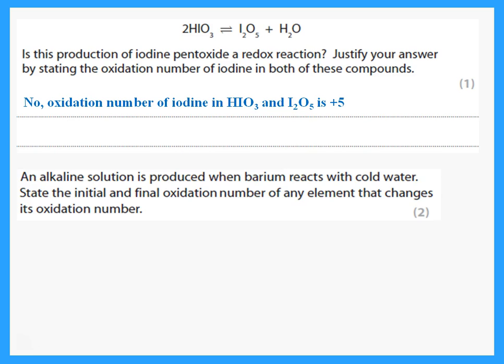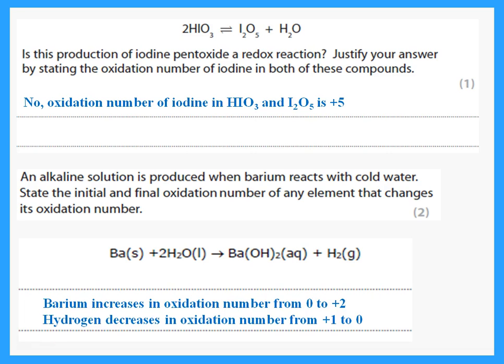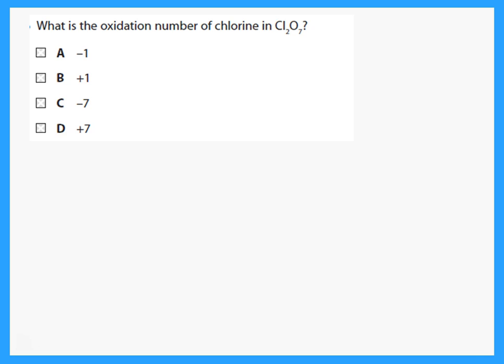It did not change. He says an alkaline solution is produced when barium reacts with cold water. State the initial and final oxidation number of any element that changes its oxidation number. So if I have this reaction, barium plus water to give barium hydroxide, what has happened to the barium? The barium changed from 0 to +2. The oxygens did not change, but the hydrogen changed from +1 to 0. So this is a redox reaction. The barium increased in oxidation number from 0 to +2. The hydrogen decreased from +1 to 0.